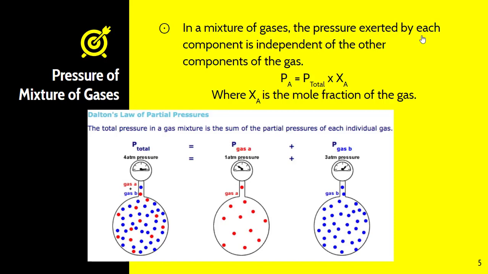So we need the mole fraction, we need the total pressure or the partial pressure. Again, any two out of these three variables and you should be able to solve for the other. There will be some practice questions on this on your homework, so make sure that you are aware of this.